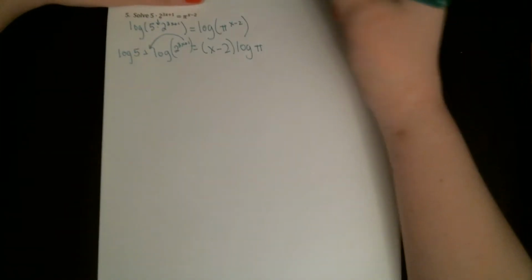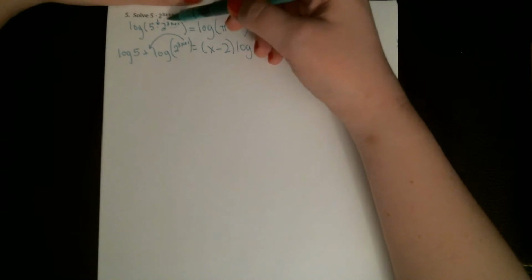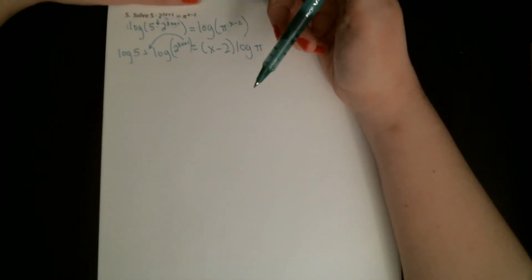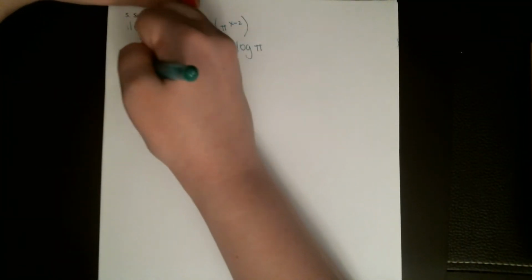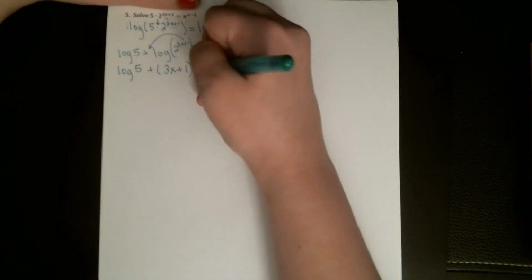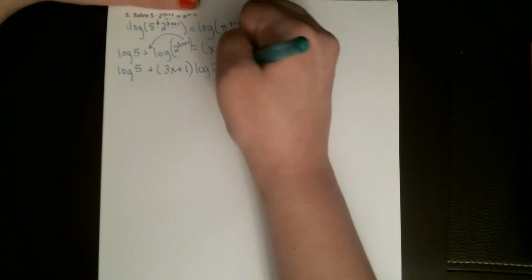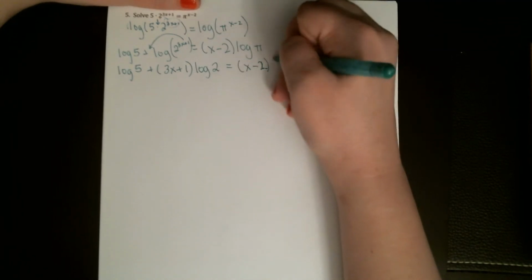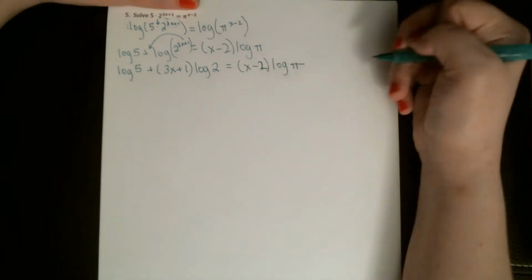I can now bring this exponent down, finally, once I've dealt with the 5. Again, you cannot bring the exponent down first because that would imply that the exponent's attached to the 5 as well, and it's not. So you need to be really careful about that. So now I have a log of 5 plus 3x plus 1 times log of 2 is equal to x minus 2 times the log of pi.